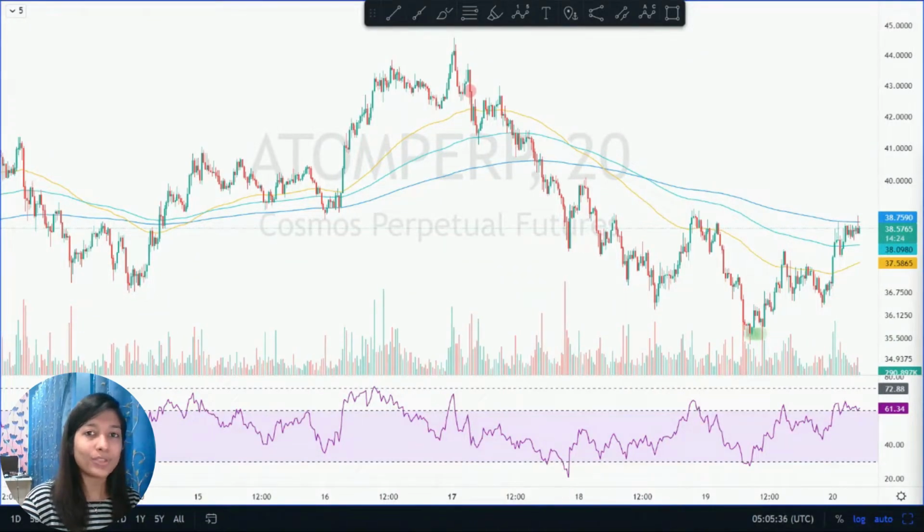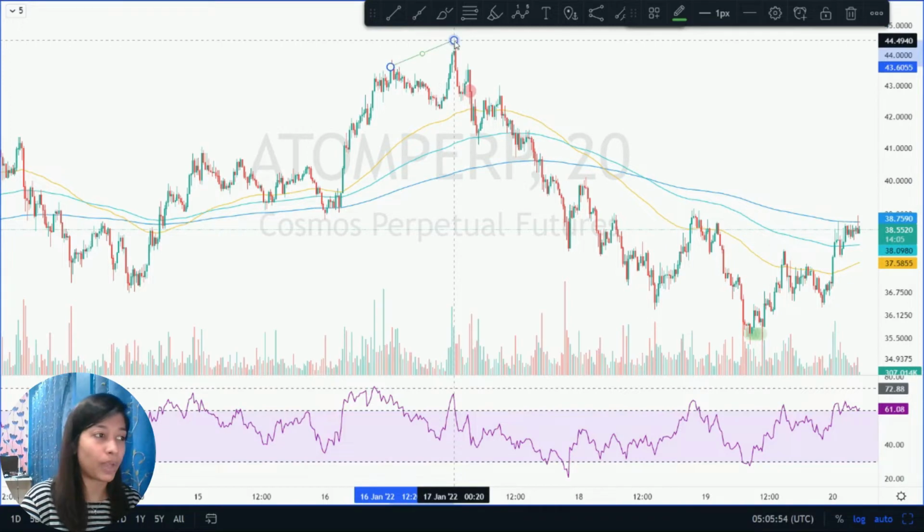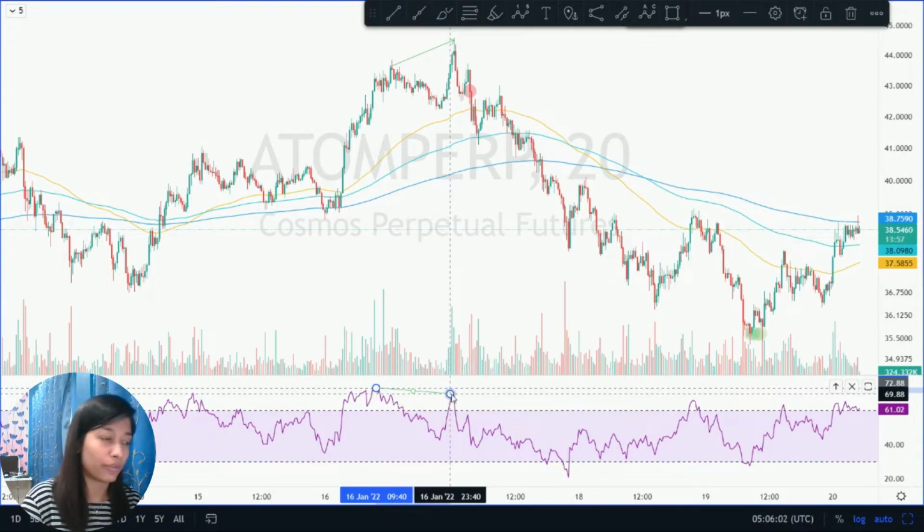Hi, I want to share with you a short trade that I did on the coin called Atom today. I initiated this trade when Atom went up to the level of approximately 44. I noticed at that time that there was this RSI negative divergence, which is nothing but price forming a higher high. And as you can see on my screen, RSI failing to form a higher high. So this is called a divergence.